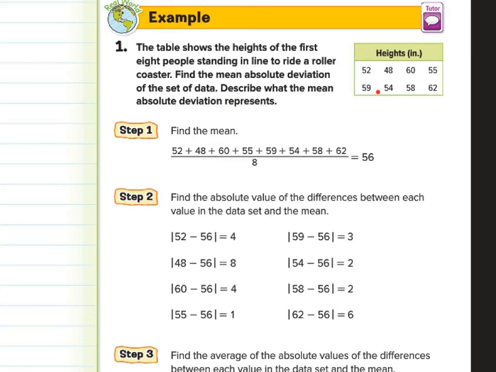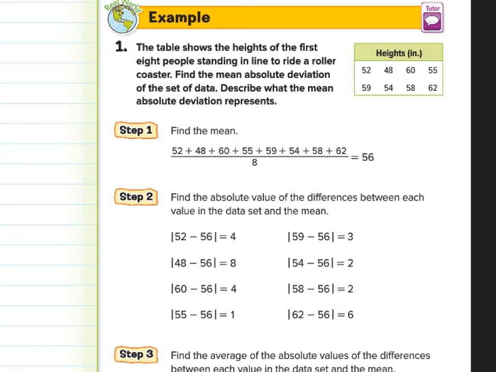So here's the height of all the people, and they're all in inches. 52 inches, 59, 48, 54, 60, 58, 55, 62. We're going to find the mean. So we find the sum of all those numbers, and we divide it by the number of values. So we have 8 values here, 8 different numbers. So we're going to divide it by that. And we get an average, a mean, of 56.